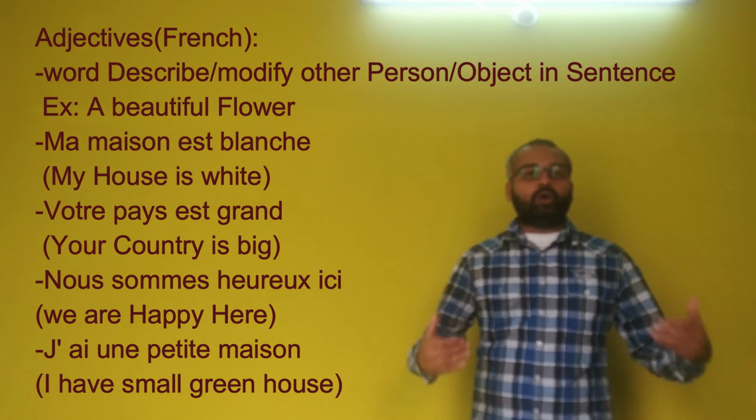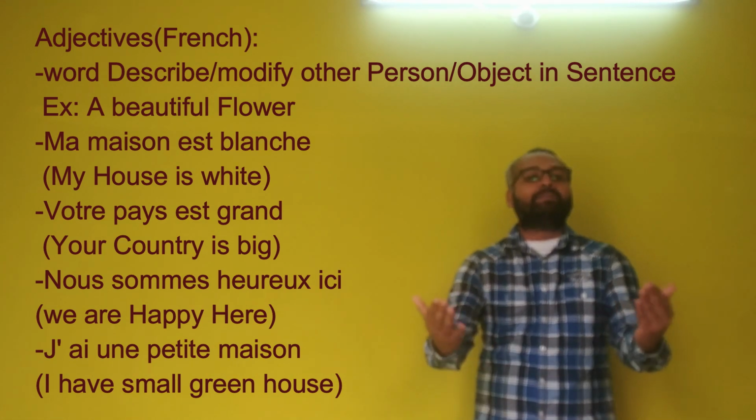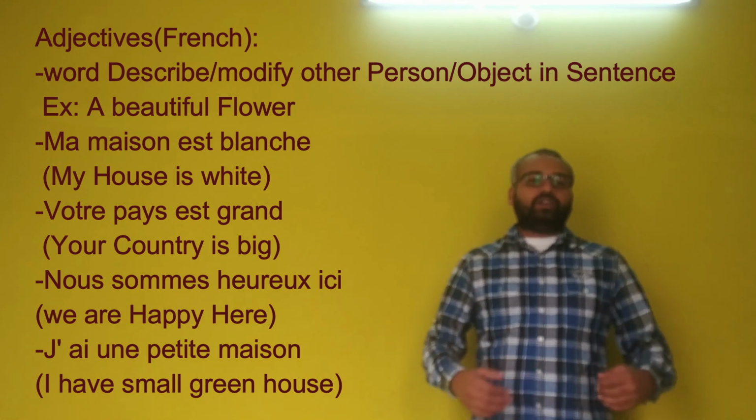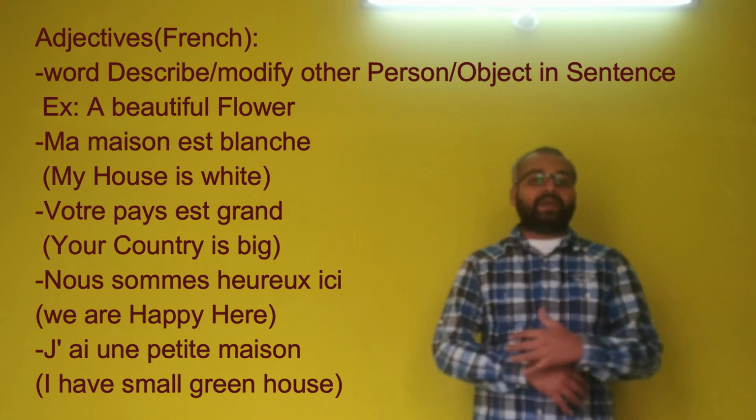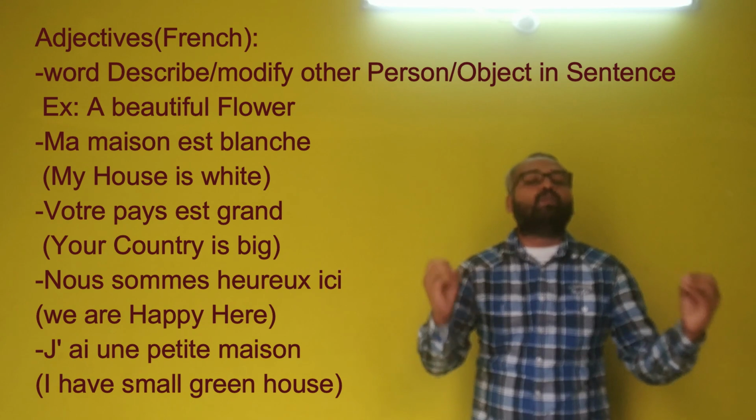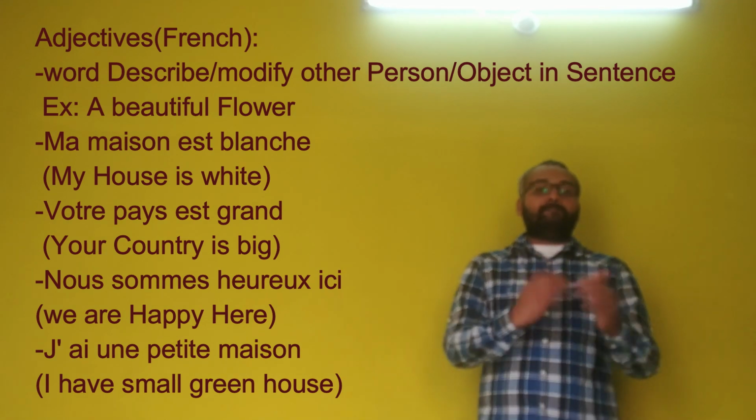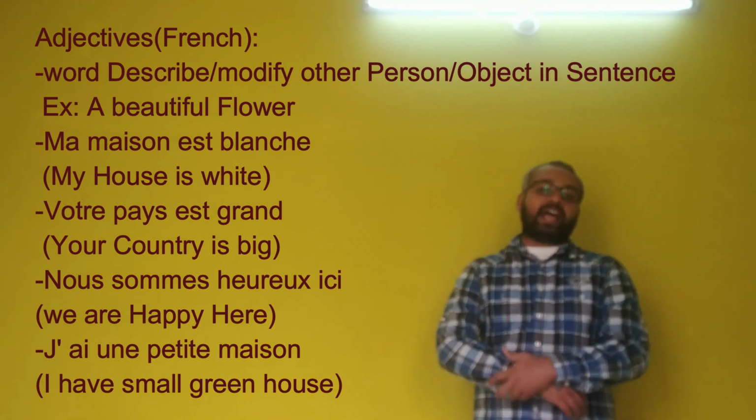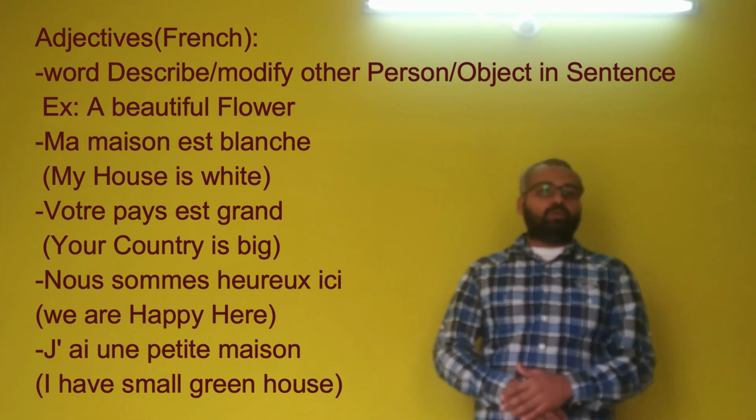Nous sommes heureux ici. We are happy here. Another example, j'ai un petit manchot. I have a small green house. Petit manchot, we consider this as an adjective. Now we will move to another thing.